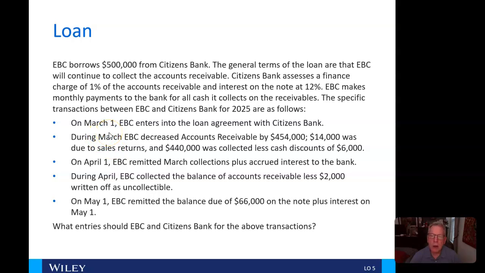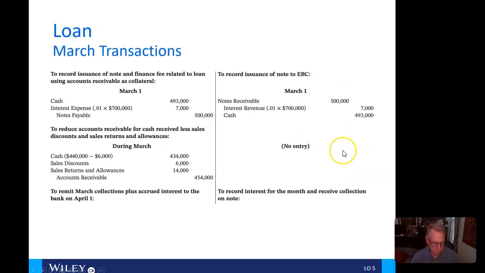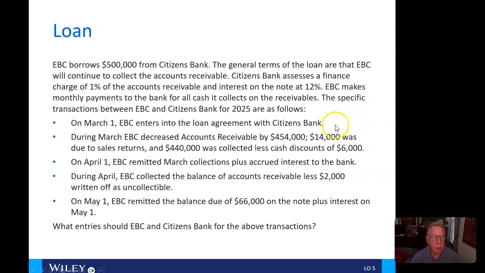March 1, they enter into a loan agreement here with Citizens Bank. And then during March, EBC decreased accounts receivable by $450,000. $14,000 was due in sales returns. $440,000 was collected, less cash discounts of $6,000.